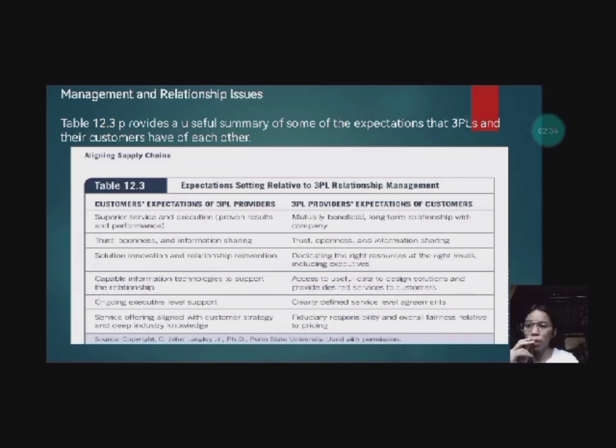So customers' expectations of 3PL providers are superior service and execution or proven results and performance. Then trust, openness, and information sharing, solution innovation and relationship reinvention, capable information technologies to support the relationship, ongoing executive-level support, service offering aligned with customer strategy, and deep industry knowledge. As for 3PL providers' expectations of customers: a mutually beneficial, long-term relationship with the company, trust, openness, and information sharing, dedicating the right resources at the right levels, including executives, access to useful data to design solutions and provide desired services to customers, further defined service level agreement, fiduciary responsibility, and overall fairness relative to pricing.